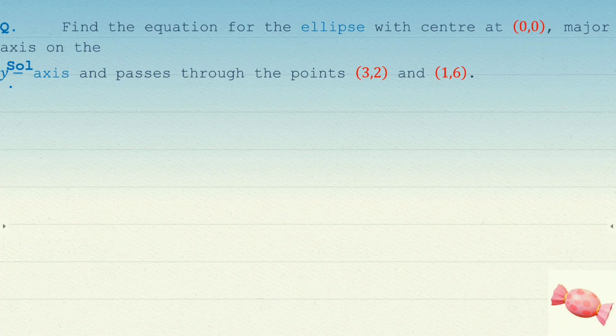Find the equation of ellipse with the center 0 comma 0, major axis on the y axis and passing through the point. So வழக்கமா உங்களுக்கு என்ன கொடுத்துருவாங்க, a and b கொடுத்துருவாங்க, கரெக்டா? In a way of focus or something, they have not given anything. You have to find your a and b.